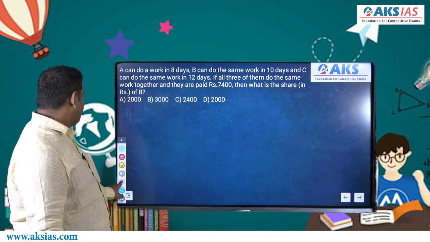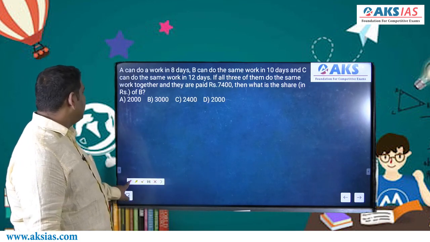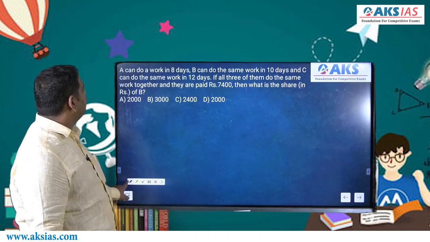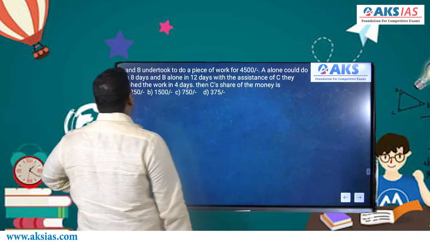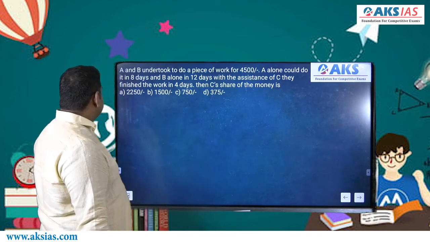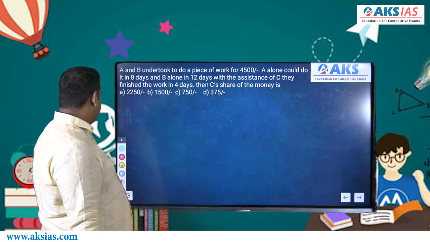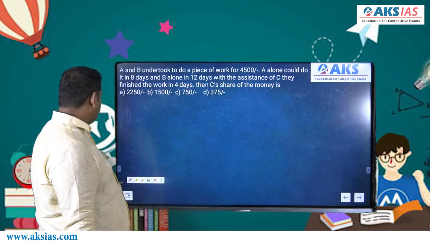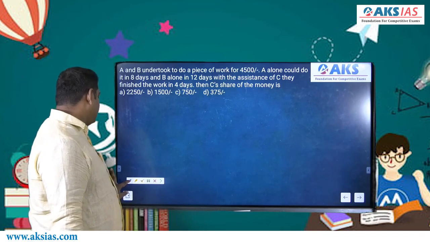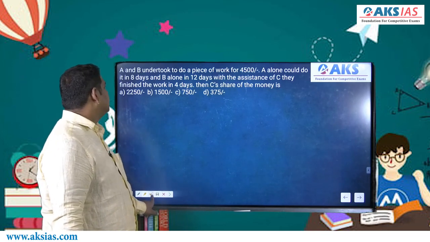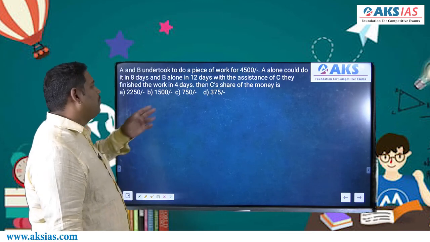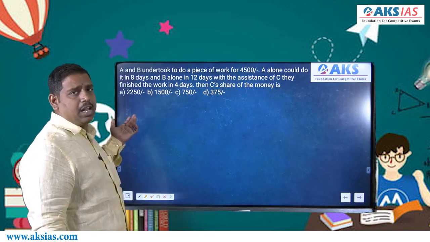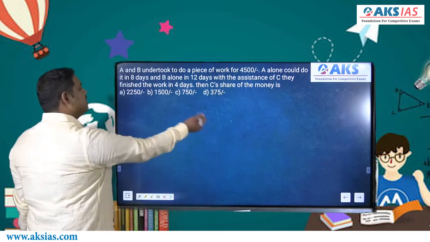So what he is asking is, A can do a piece of work in 8 days, B can do the same work in, no, the same question, right? A and B undertook to do a piece of work for 4,500. A alone can do it in 8 days and B alone in 12 days. With the assistance of C, they finished the work in 4 days. This is what we discussed in the earlier problem, right? So no problem, let us work it out because this is very important.